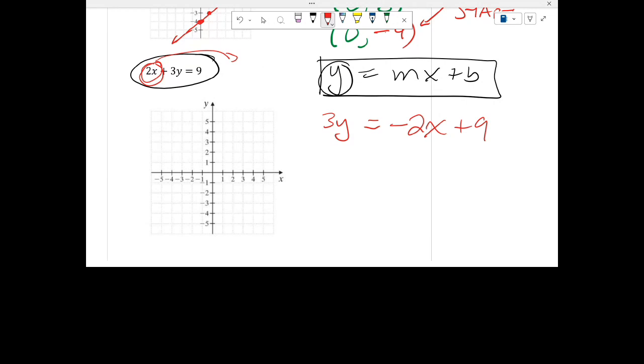Now, one more thing we need to do, y'all. We have to come back and divide every single thing that we see by 3, so we can get rid of the 3 that's in front of the y. So look, this 3 and this 3 go away. Right here, y'all, negative 2 over 3 with an x. 9 divided by 3, still 3.